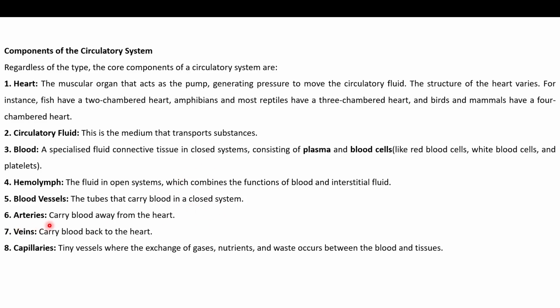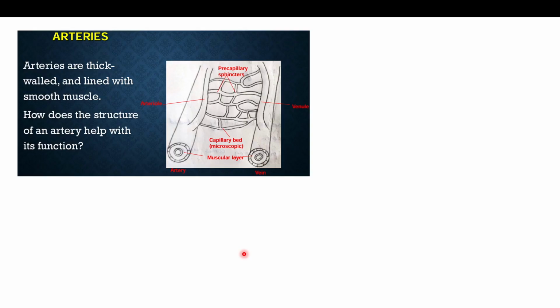Then there are arteries. Again, these come under the group of blood vessels. Arteries carry blood away from the heart. Veins carry blood back to the heart, and capillaries are very tiny vessels where the exchange of gases, nutrients, and waste occurs between the blood and tissues.